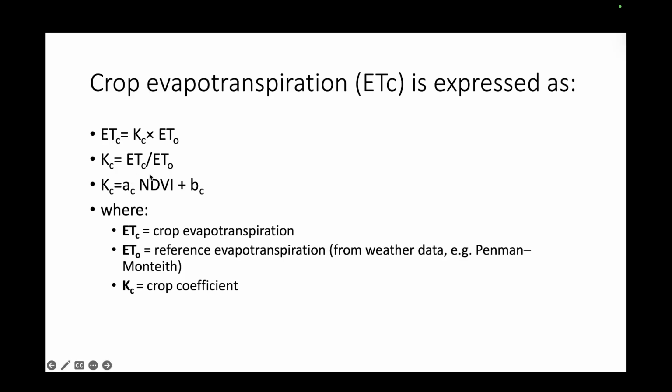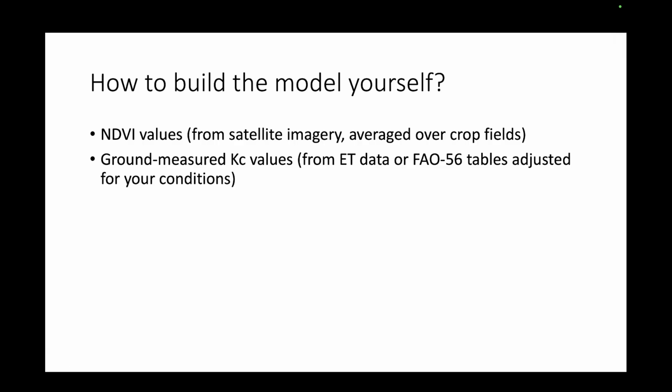So when I generate this equation, then we can easily get the Kc equation. Okay, so this Kc equation is simply the NDVI multiplied by the slope value and then added to the intercept value, and then we can get the Kc map. Okay, now how to build your model. So now we talk about that. Suppose how I can build my own model.